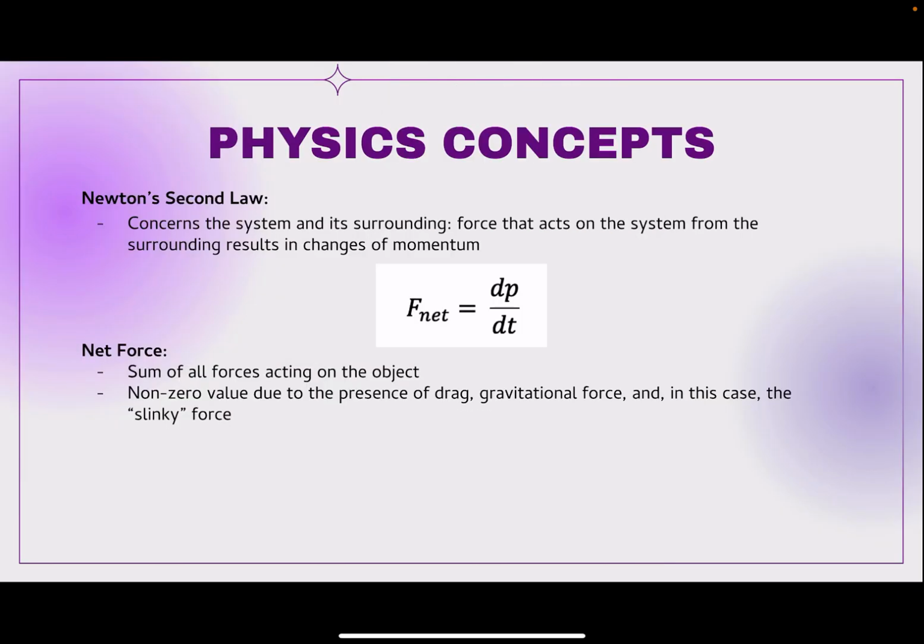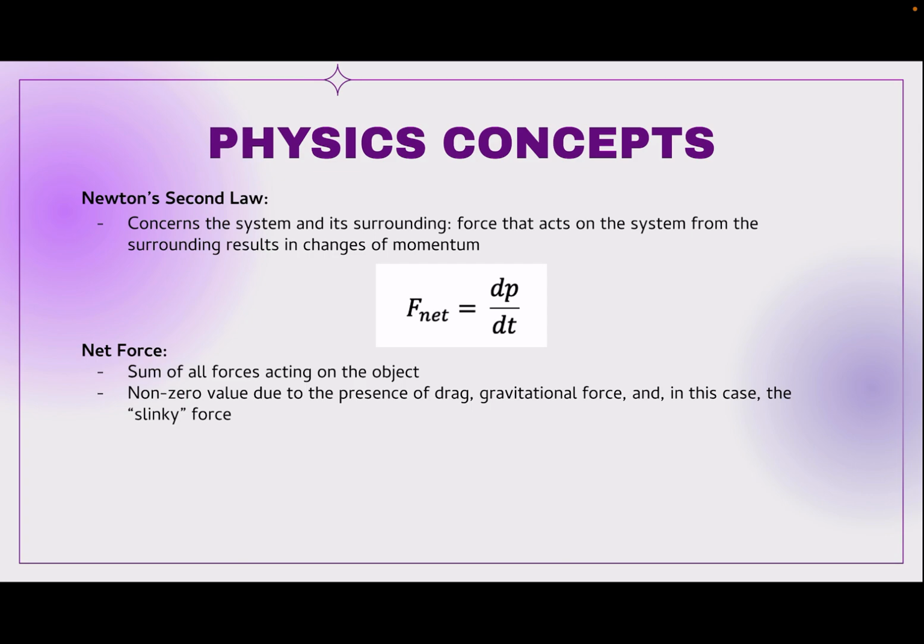The main physics principle that underlies this lab is Newton's second law, which concerns the system and the surroundings, and states that a force that acts on the system from the surroundings results in changes in momentum. I've included a general formula which states that the net force is equal to the change in momentum over the change in time. From here, it's possible to calculate both the velocity update and position update formulas, which will be used in the GlowScript code.